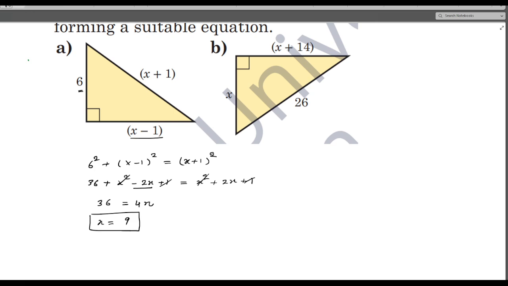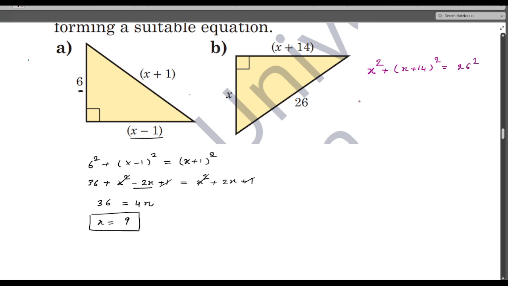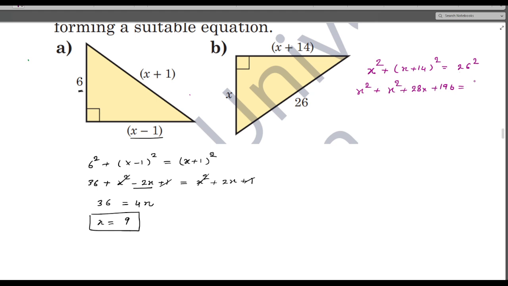Now in question B, the sides which are making the right angle are x and x plus 14. So I will take x square plus x plus 14 square, and 26 square is my hypotenuse square. So x square plus, I will open the bracket, it is x square plus 28x plus 196 is equal to 26 square.